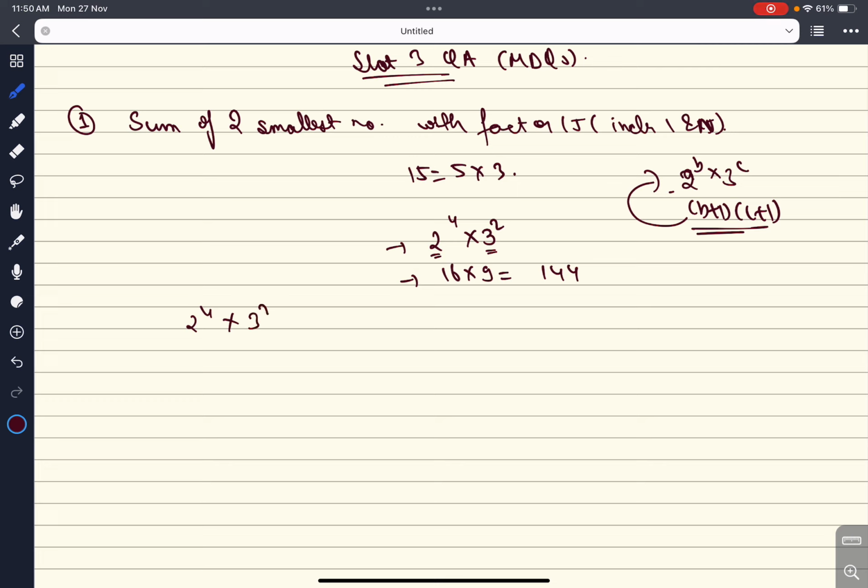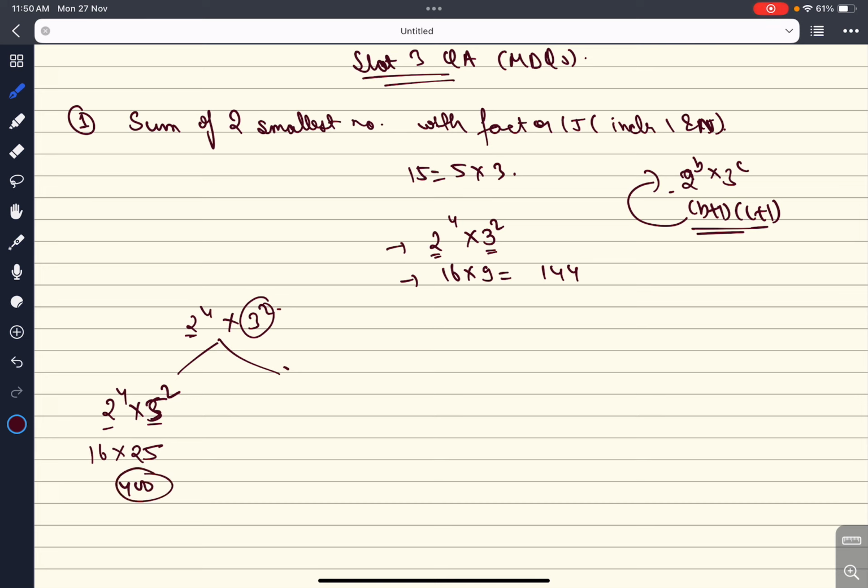Now for the next number we have two options. We can either take 5 in place of 3, or in place of 2 we can take 3 and in place of 3 we can take 2. So two cases, let us see. In the first case we take 2 to the power 4 into 5 square. So 16 into 25, which is 400.